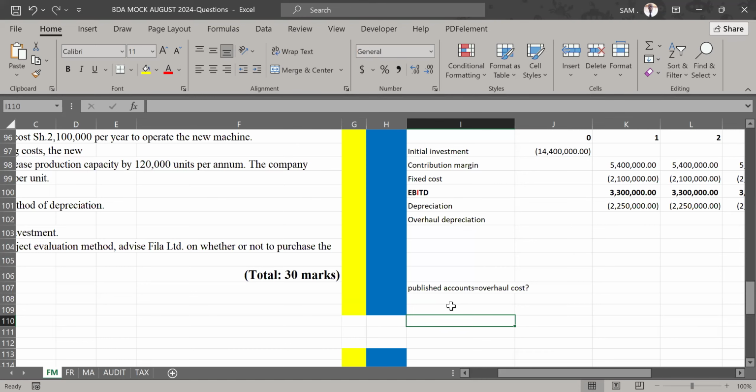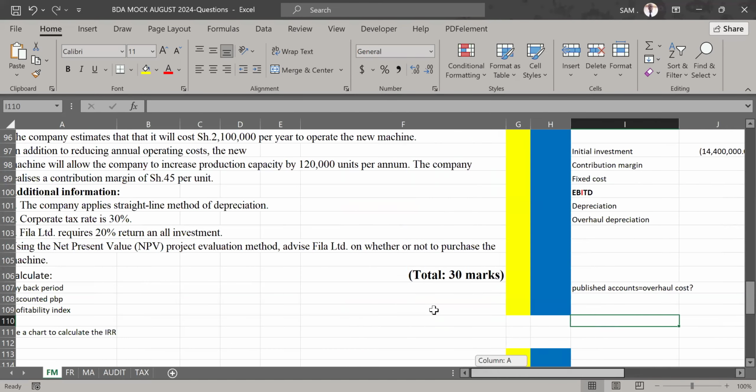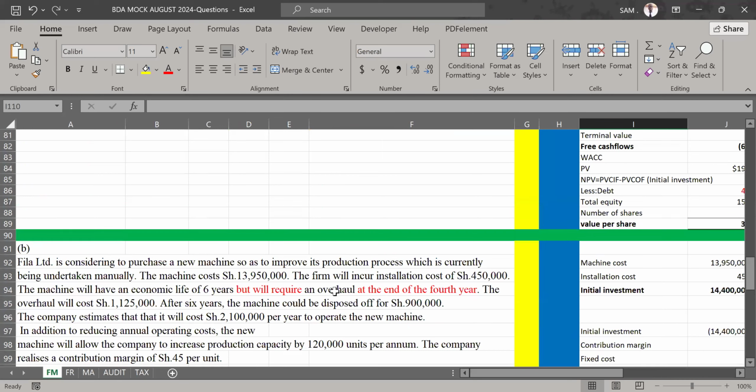And I asked you to give me your interpretation of this highlighting. You see, I highlighted it in red. The machine will have an economic life of 6 years, but will require an overhaul at the end of the 4th year. So what is your interpretation of at the end of the 4th year? That's what I was asking you.